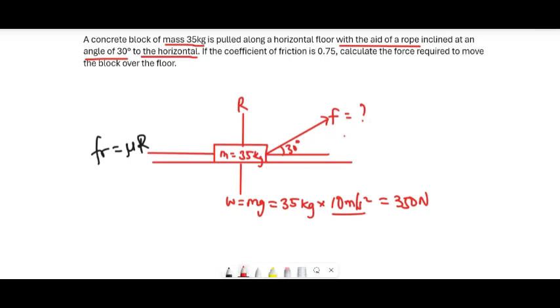So what you're going to do is resolve this force in between the y and x axes, right? You resolve to the y-axis, then resolve this to the x-axis. If you don't know how to resolve, just check our video on resolution of forces. All right. If that's the case, resolving this to the y-axis, I'm going to have F sine theta, right?